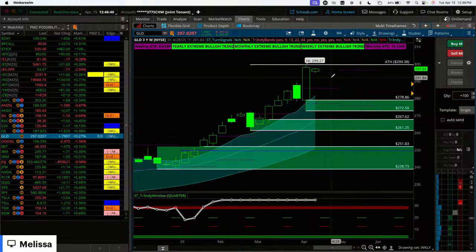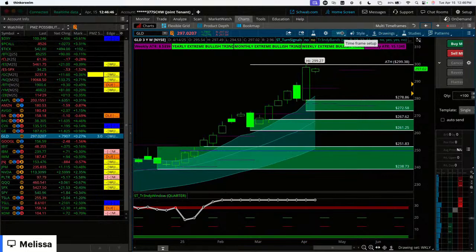So I'm just going to show you walking down from a weekly chart all the way down to a 4-hour chart, which is the smallest time frame chart that I use for swing trades. And I'm going to talk about each time frame.